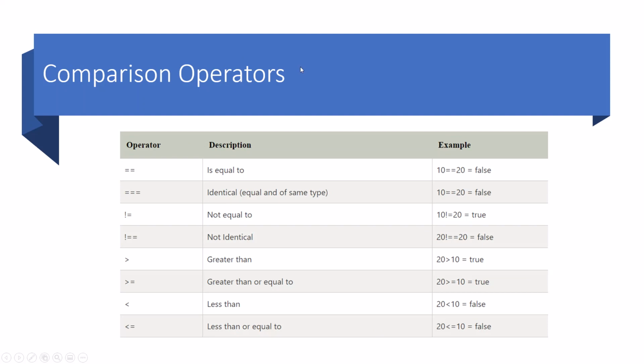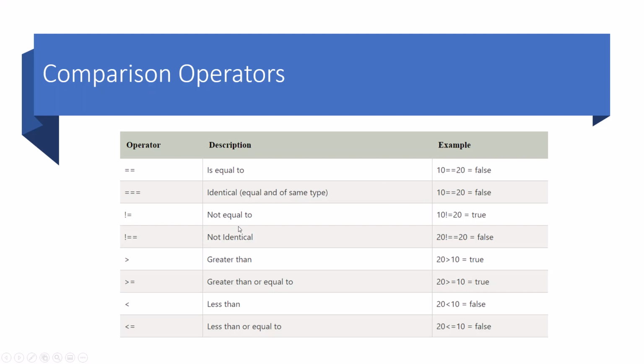The next is comparison operators. So here is equal to, this is one of the operators, then identical, where we use three equal to signs, equal and the same type. So 10 is equal to 20 is false. So it's not equal, right? So it's false. Equal to only compares two values. It checks identical variables or identical values between the operands.